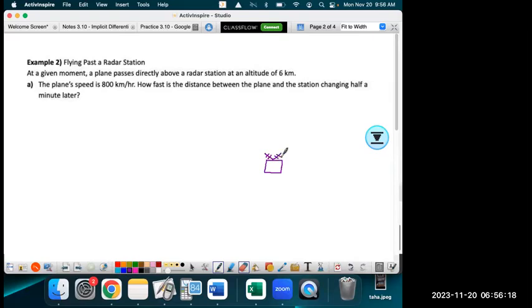That'll be my radar station. I'm going to draw the plane here. I know it kind of looks like a fish, but I'll put a wing on it, window, window, that's fine. Pretend it looks like a good plane. And then a little while later.